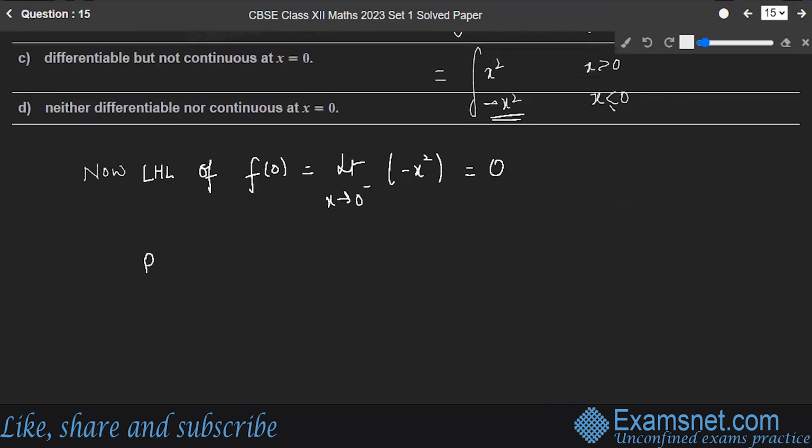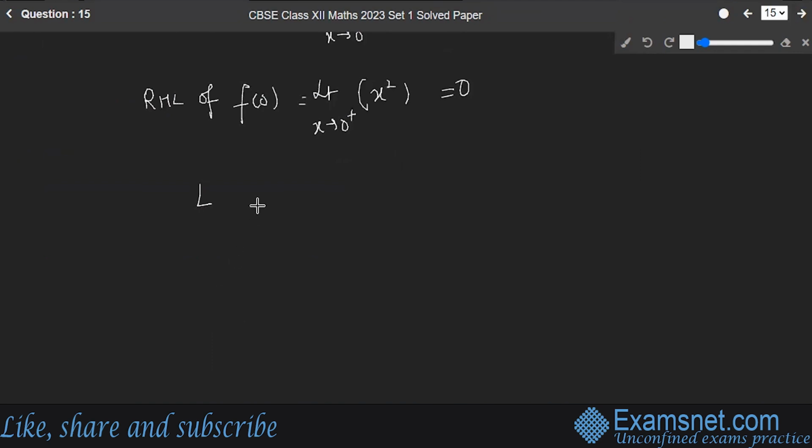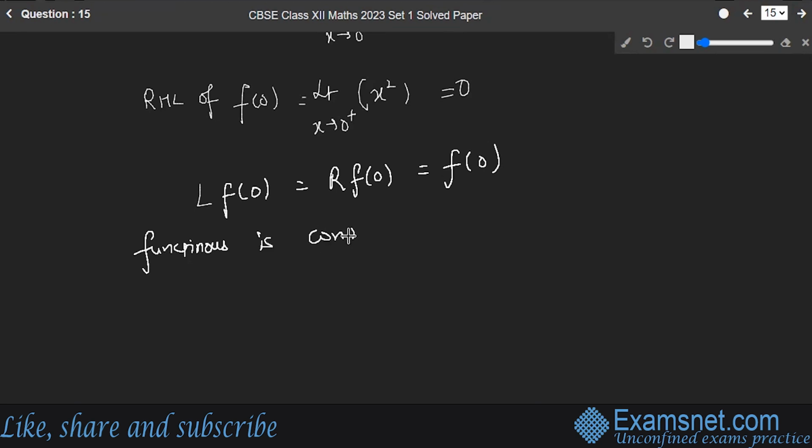And when I'm taking the right hand limit of f at 0, this is equal to the limit as x approaches 0 from the plus side, and now I'll be considering the positive value, which is x square, which again is 0. This comes out that the left hand limit of f is equal to 0, which is equal to the right hand limit of f, which is equal to f of 0. Therefore, the function is continuous at x is equal to 0.